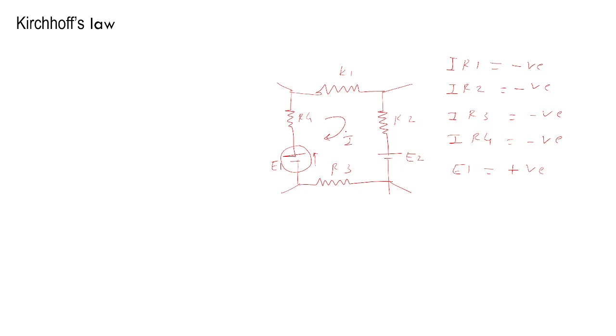Again now see here. We are traveling like this. So for E2 we are traveling from positive to negative. So it will be voltage drop, so E2 will be negative. Now it is clear who is positive and who is negative by applying the KVL. After this we are going to write the equation. With the help of this you can write the equation.